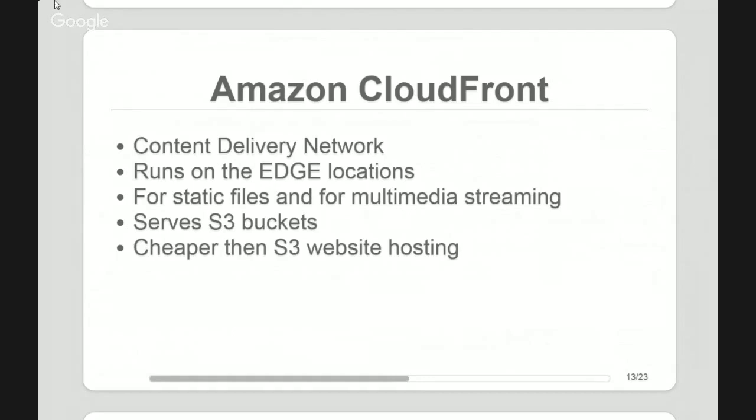I already talked a bit about Amazon CloudFront, which is a content delivery network. It runs on these edge locations, which are more than 70 around the world. It's used for static file delivery and also for multimedia streaming. It's connected to S3, so if you put anything in your S3 bucket, then if you switch it on, it can be accessible through this CDN network. And it's actually cheaper to use Amazon CloudFront for static HTTP access than direct HTTP access to your S3 bucket. That way they motivate you to actually use this content delivery network instead of the static hosting of S3.